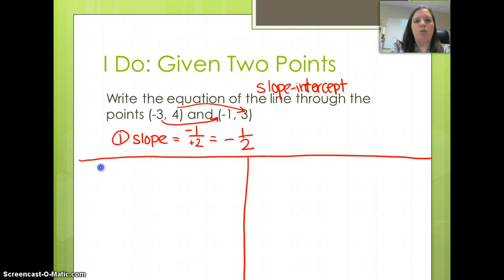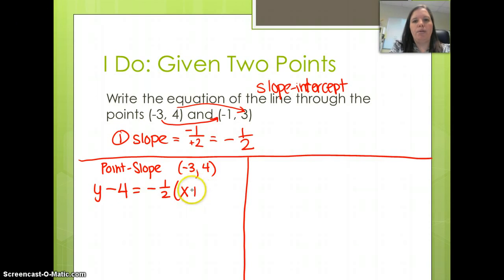If I go to my step 2, this is going to be the method that uses point slope. The method that uses point slope would say, now write your equation in point slope form. So for point slope form, I'm just going to choose -3, 4 because that was the first one I came to. In point slope form, the equation would read y minus 4 equals -1/2 x, and then minus -3 would be +3.